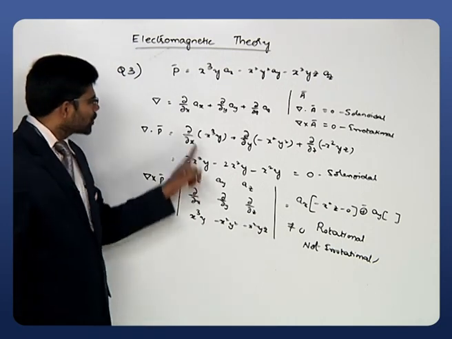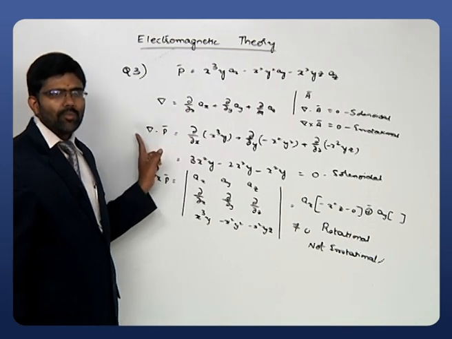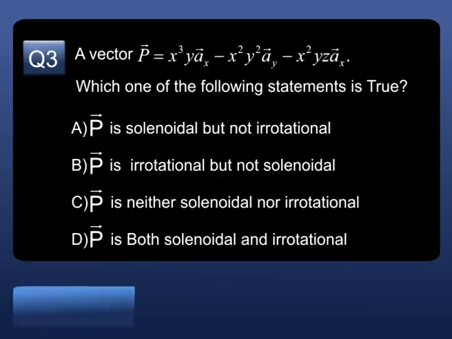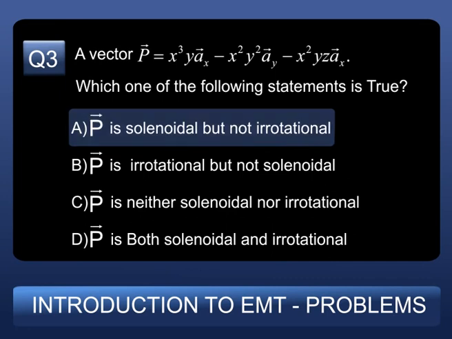Now we need to choose the proper answer for this one. Del p bar is solenoidal, p bar is not irrotational. Now in the options given, the p bar is solenoidal but not irrotational. That is, option A is the correct option.